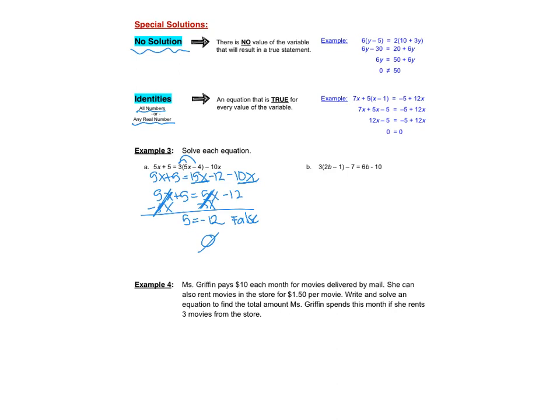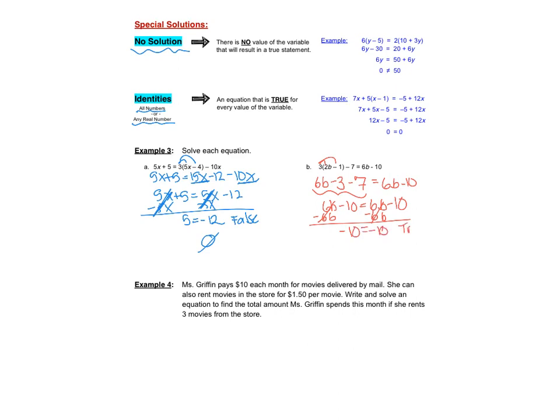Okay, so for the next one, example 3b, I'm going to distribute, so I get 6b minus 3 minus 7 equals 6b minus 10. I'm going to combine like terms. I can still simplify. So 6b, and then the negative 3 and negative 7 become negative 10 equals 6b minus 10. I already know that this is going to be all real numbers because these are totally equal to each other. But if you didn't notice that, you can then do minus 6b from both sides. The variable goes away, and I end up with negative 10 equals negative 10.